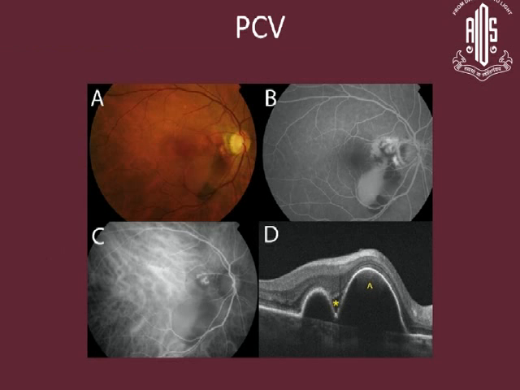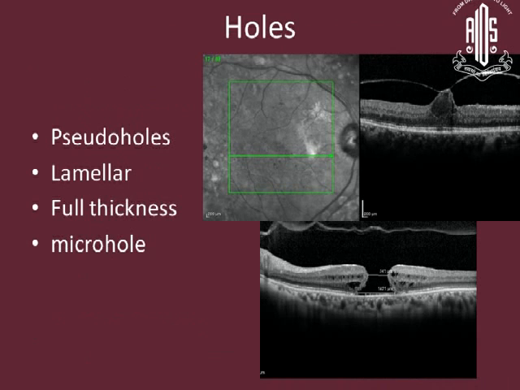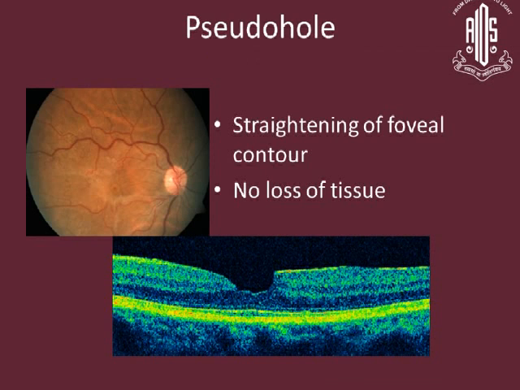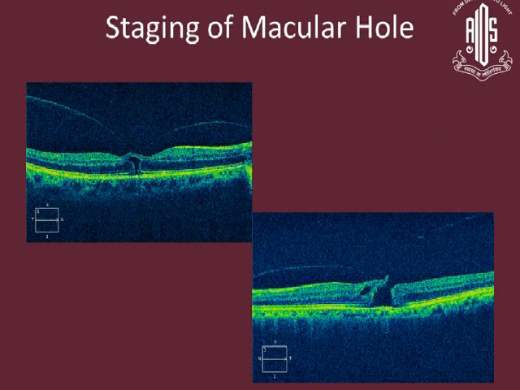This is a picture of a PCV. It shows a steep PED with a subretinal active lesion, subretinal SRF. And the epiretinal membrane, we can see all these, pseudo holes, lamellar holes. We can differentiate the stage. We can stage a hole. We can identify various factors in macular hole, and identify whether it's a pseudo hole or a lamellar hole. And also we can stage the macular hole.